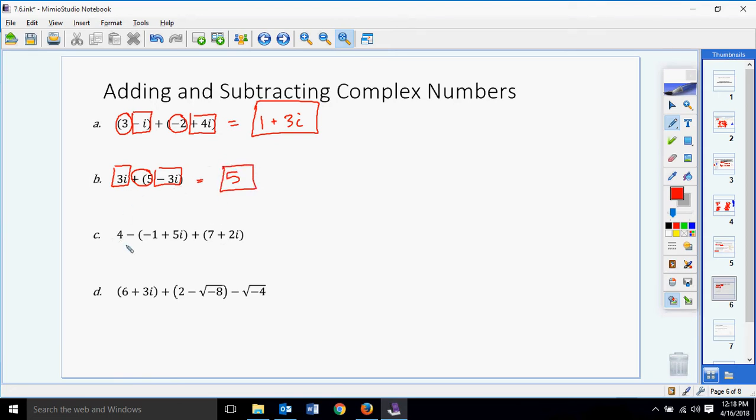Down here, I need to be a little bit careful when there's subtraction. What I like to do is distribute my subtraction. So it's a negative 1 times a negative 1, which would be a positive 1. A negative times a positive 5 would be a negative 5i. And then plus 7 plus 2i. So now go through and find all your real numbers. So 4, 1, and 7 would combine to be 12. And then find your i terms. A negative 5 and a positive 2 would be a negative 3i.